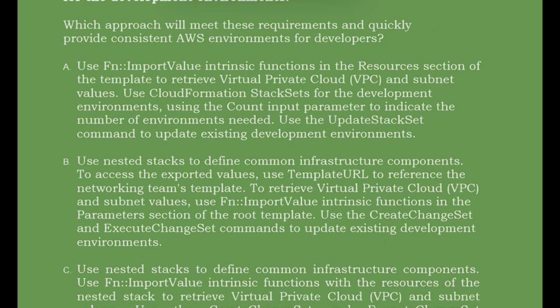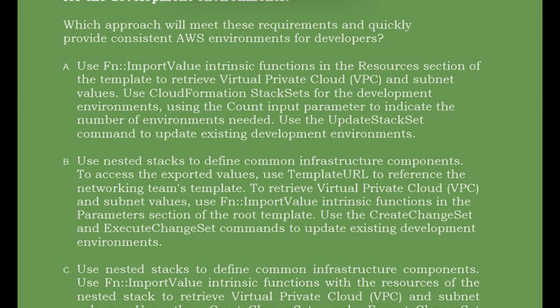Option A. Use Fn::ImportValue intrinsic functions in the resources section of the template to retrieve Virtual Private Cloud VPC and subnet values. Use CloudFormation stack sets for the development environments, using the count input parameters to indicate the number of environments needed. Use the update stack set command to update existing development environments.